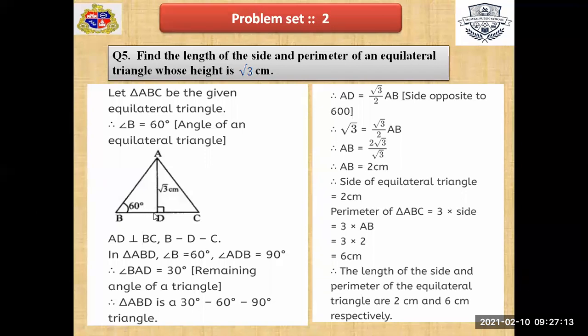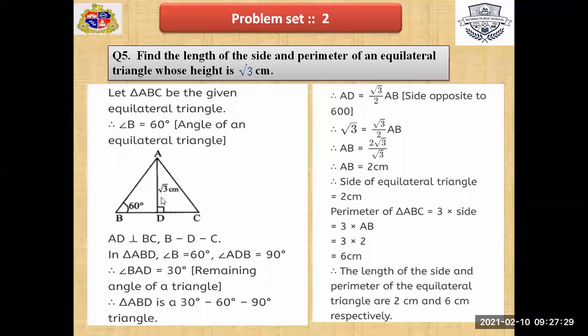This is perpendicular, which means 90 degrees. So automatically in triangle ABD, the remaining angle A is 30 degrees. So this triangle ABD is a 30, 60, 90 degree triangle. Then we apply the properties.